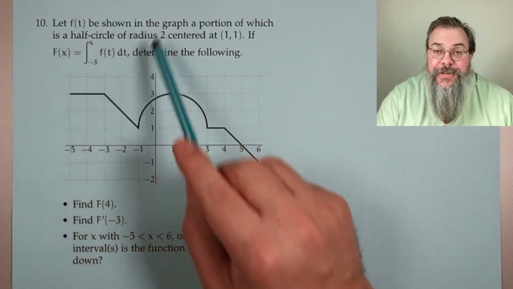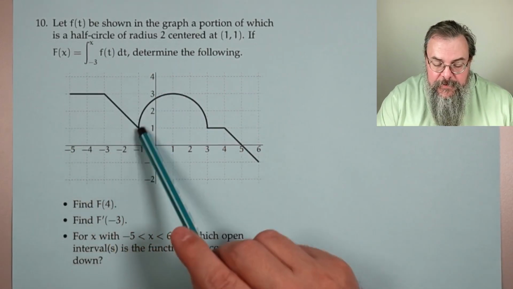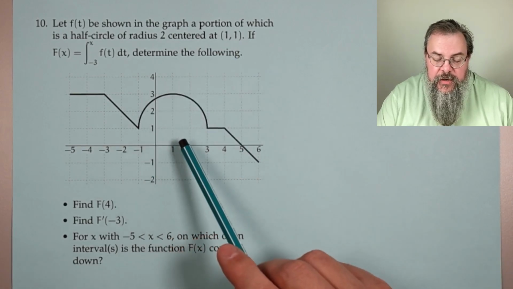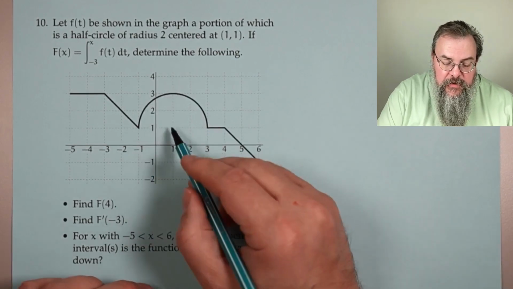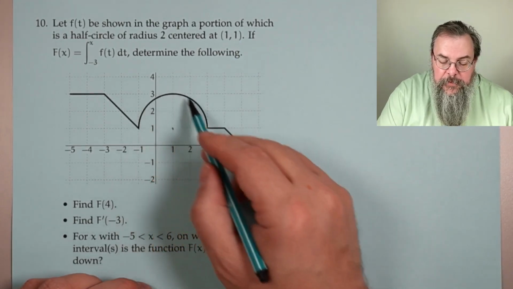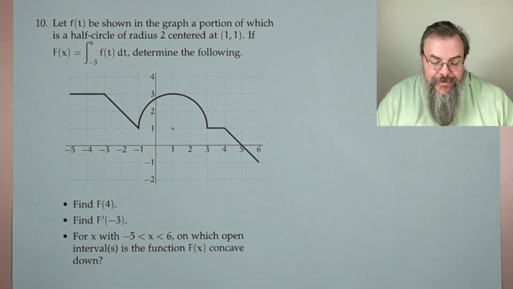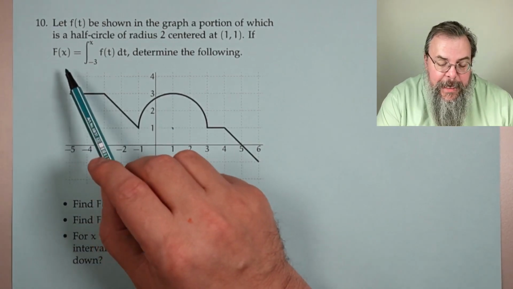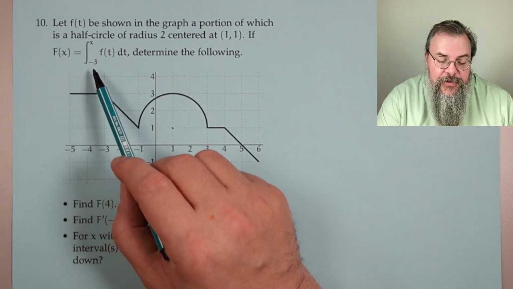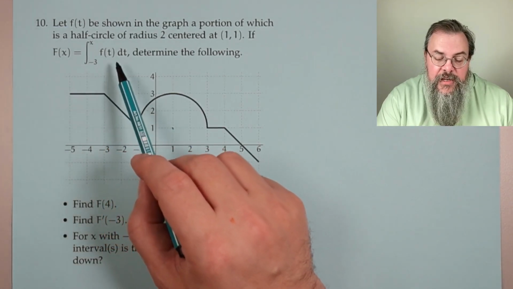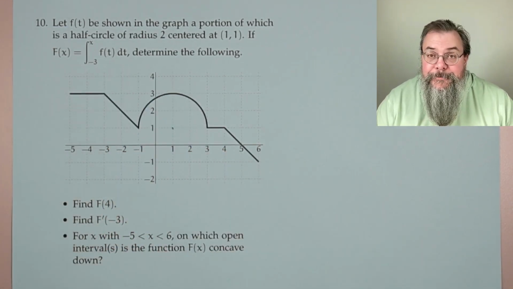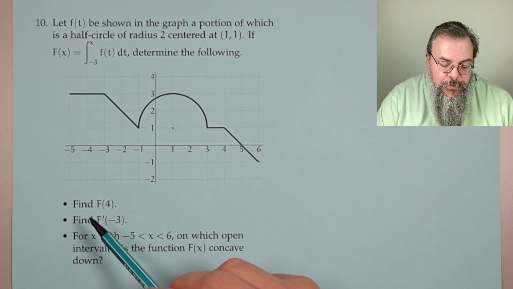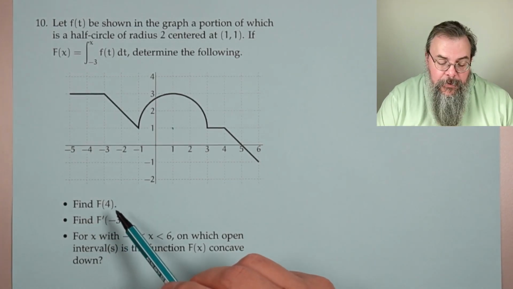Let f of t be shown in the graph. Okay, so here's f of t, a portion of which is a half circle of radius 2 centered at (1, 1). See this? Here's (1, 1), and it's half a circle. Yep, they didn't lie to us. That is a half a circle. Now, if the function capital F of x is the integral from negative 3 to x of f of t dt, determine the following. All right, question 1: find F of 4.